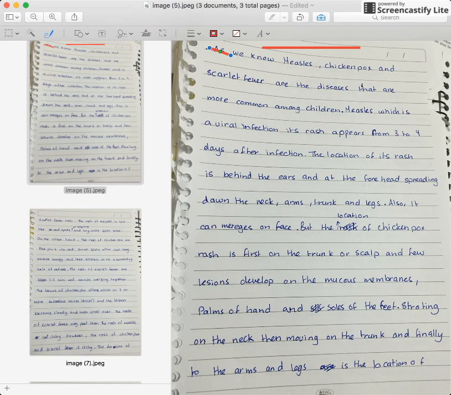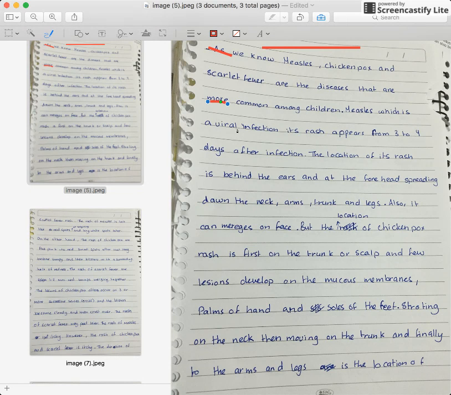"As we know, measles, chickenpox, and scarlet fever are the disease that are either common among children or are most common," yeah? But we wouldn't say "more common" because "more" is a comparative. So what are you comparing it to? What is it more common than? Okay.